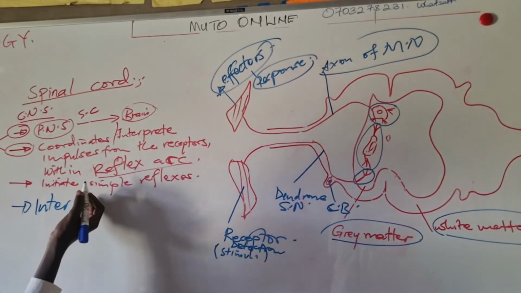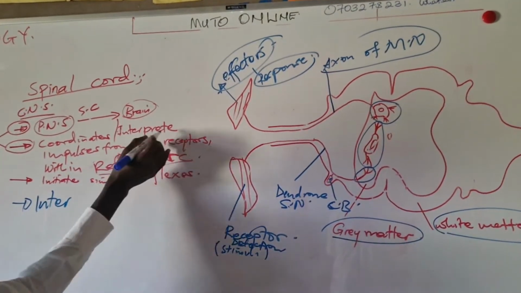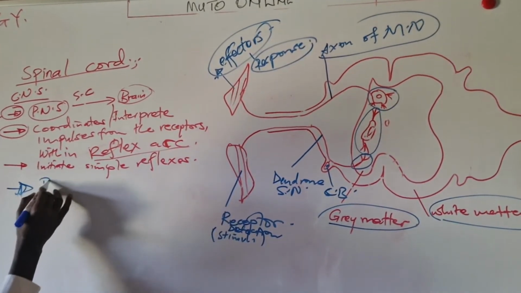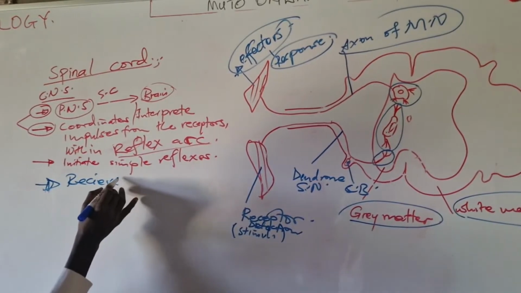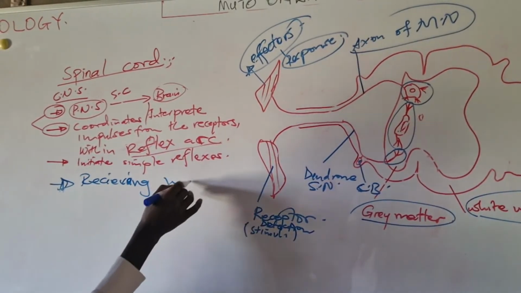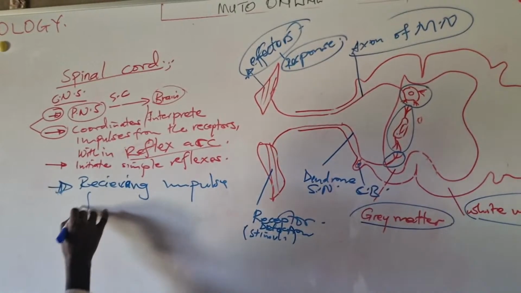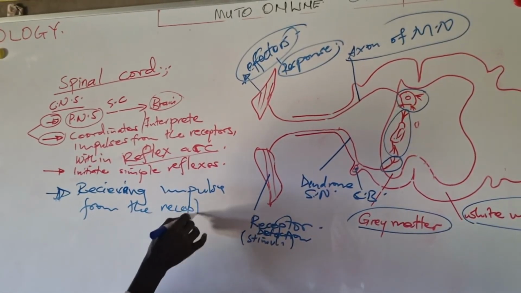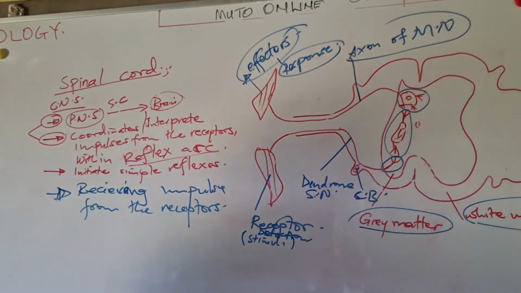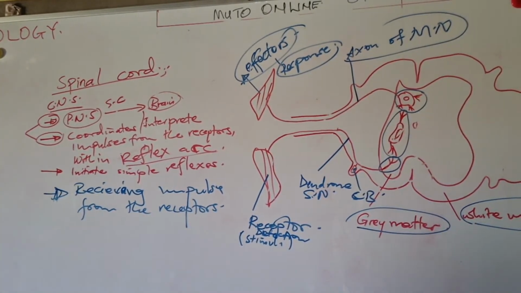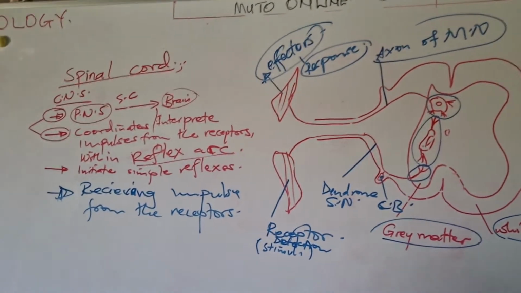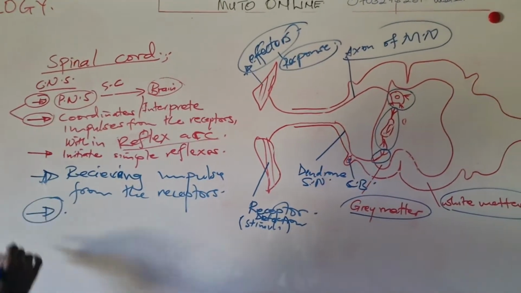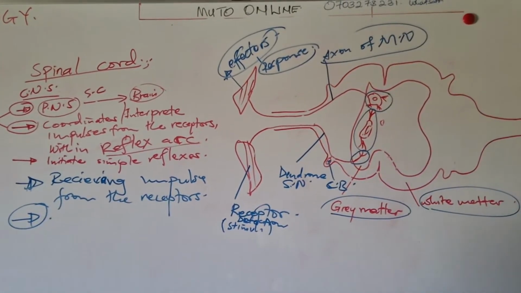We mentioned interpretation. We also have receiving impulses from the receptor cells or the receptors. We can also mention that as another function. For any function of the spinal cord I'm forgetting about, you can mention it in your comment section.